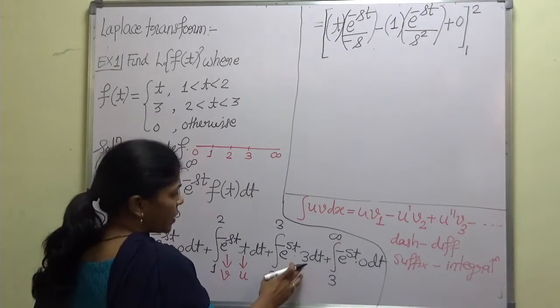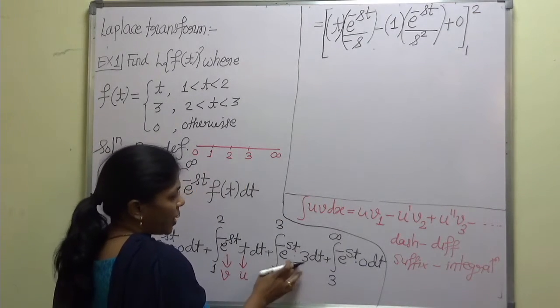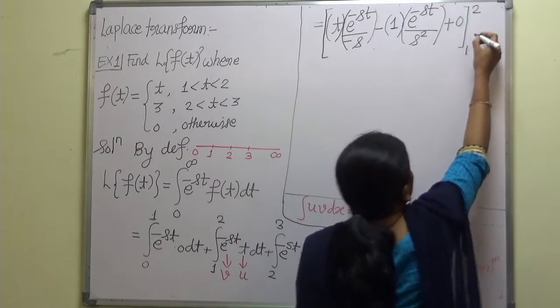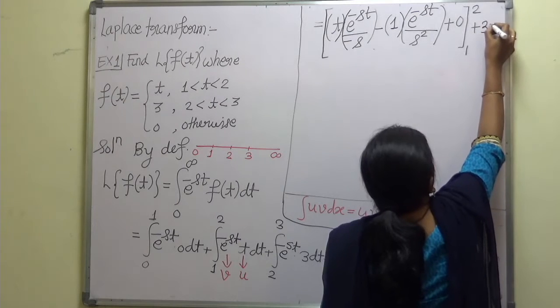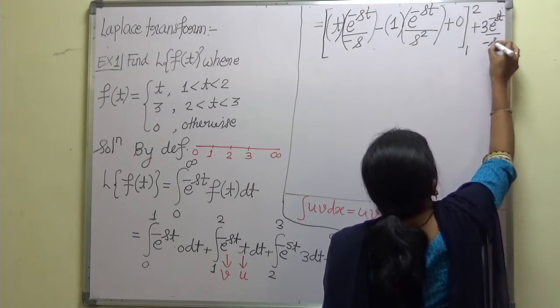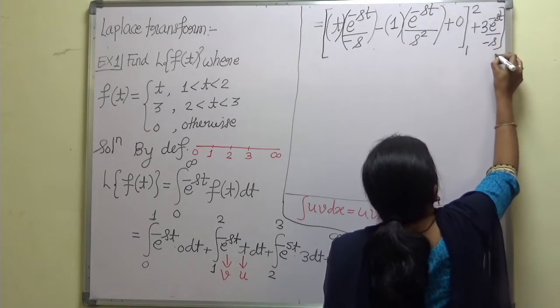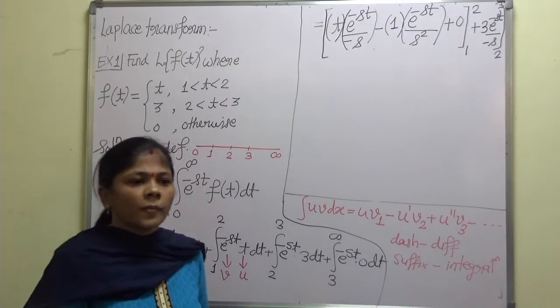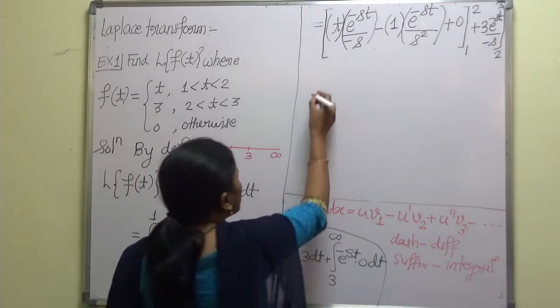Okay, the next one. In the next integration, what we have? 3 constant. Integration of e power minus st is e power minus st by minus s. And we will apply the limit. What are the limits? 2 to 3. Okay, then just apply the limit.